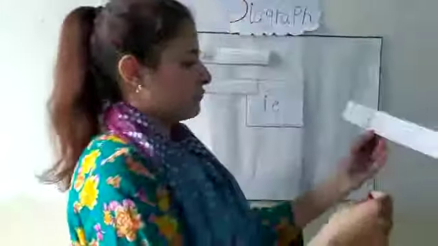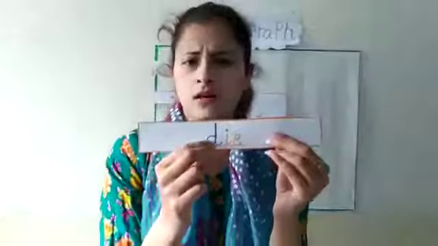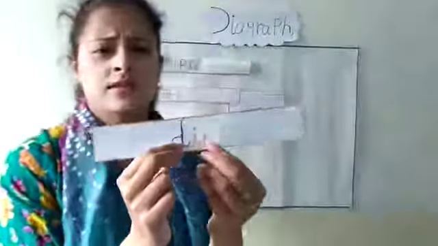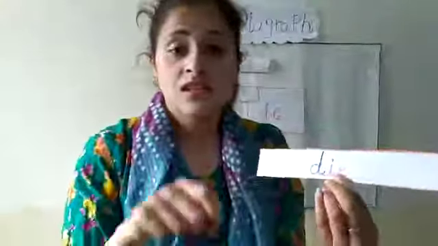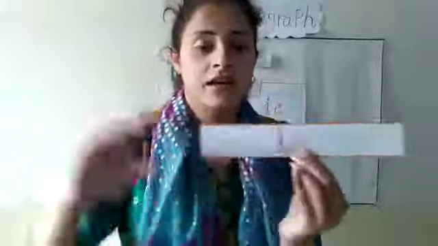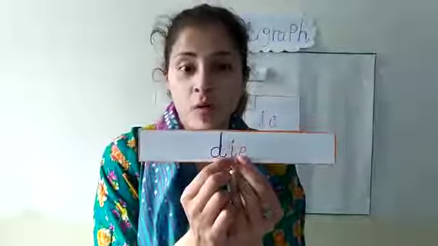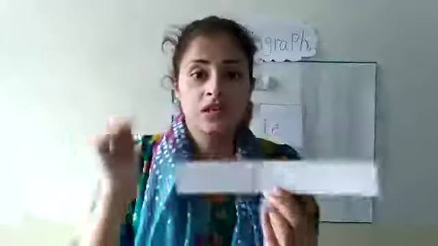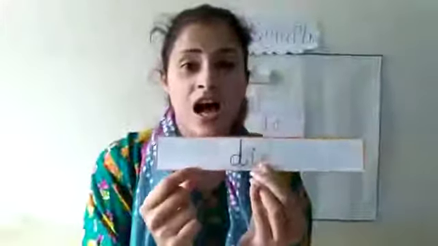And the next sound is waiting for us. Oh, what is this? Is this b or is this d? Okay, let me see. Oh, is it t? T, t, t. And this one is I. T, I, tie. And how many sounds in the tie word? Two sounds. T, I, tie.